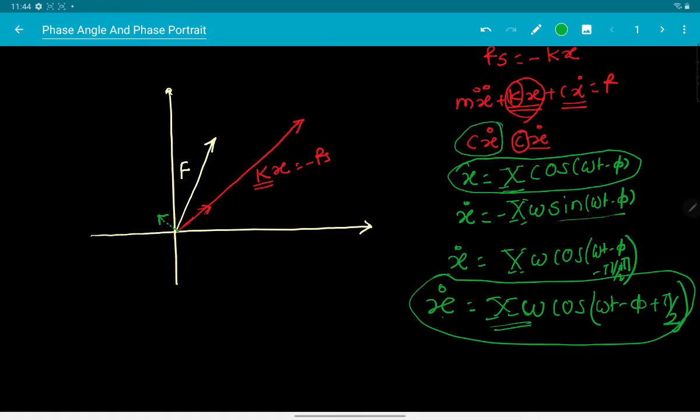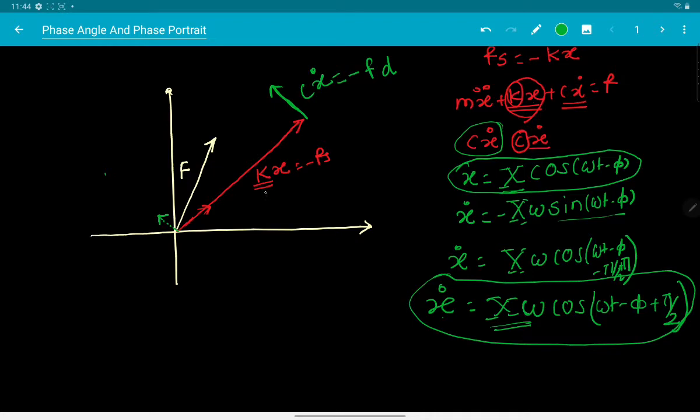We are referring to this one, which is c x dot. So it will be in the direction of x dot, in this direction, and its magnitude will be c times x dot. I'll be plotting that force over here in the direction of x dot, and the magnitude will be c x dot.